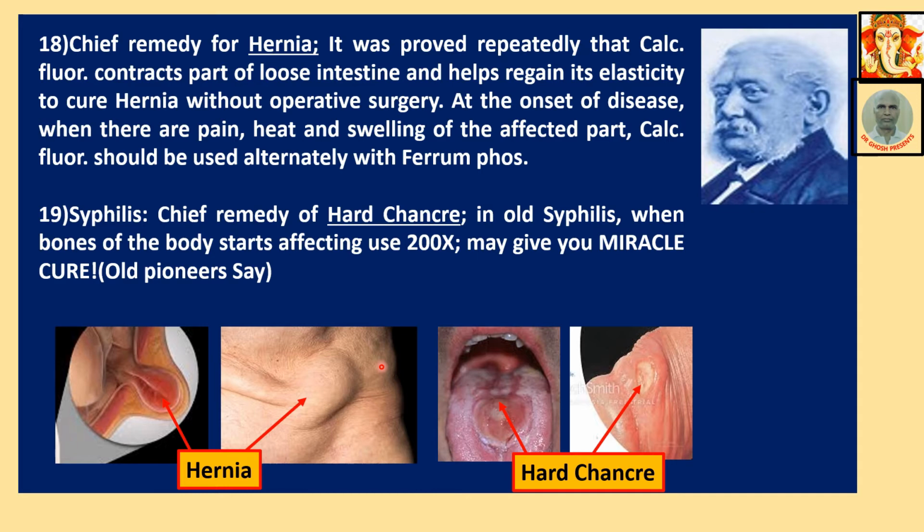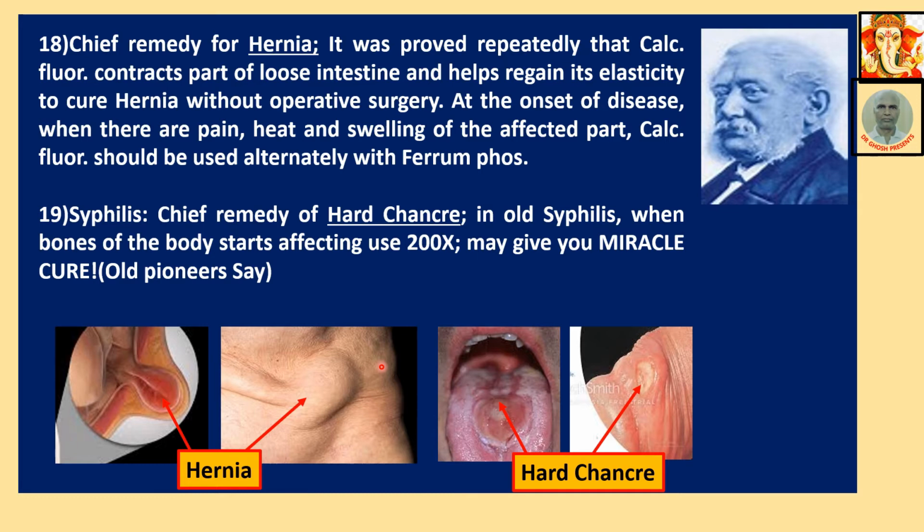Such a good, very good and rare medicine is it. At the onset of disease, when there are pain, heat, swelling of the affected part, Calcarea flour should be used alternately with ferrum phos. That is, when the disease starts, then there are pain, heat, swelling.